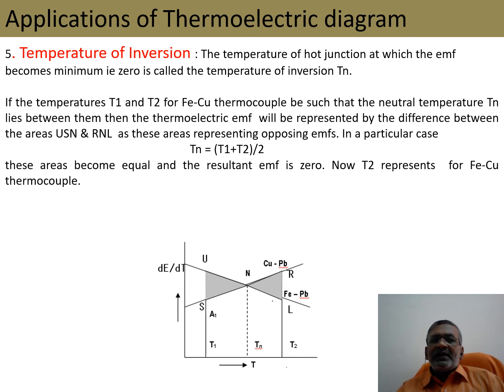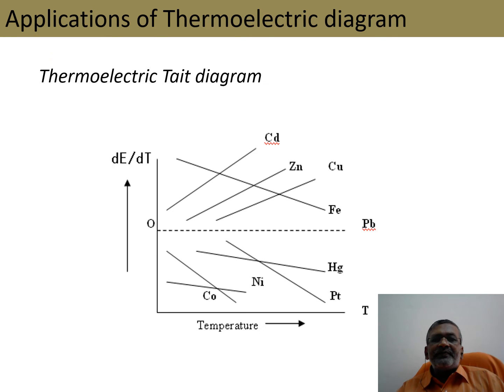We know the neutral temperature is (T1 + T2)/2. These areas are equal and the resultant EMF is 0. Now T2 represents the inversion temperature for the iron copper thermocouple. So to find out the temperature of inversion, this is the process. Or if we have the neutral temperature, double the neutral temperature is nothing but the temperature of inversion.